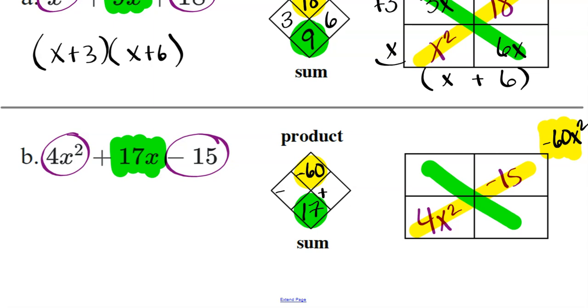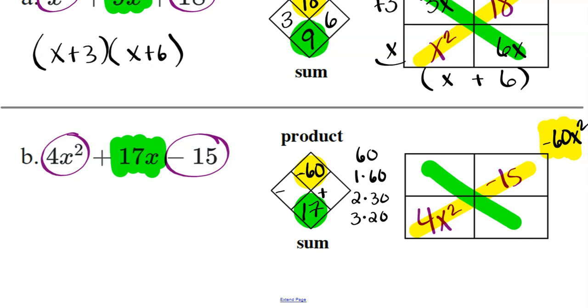What multiplies to 60? Okay, so let's start off with the 1. That's 1 times 60. That's not going to work. Then we got 2 times 30. That's not going to add to 17. Then we got 3 times 20. They're 17 apart. And so we just kind of got to keep looking at these and don't quit on it.